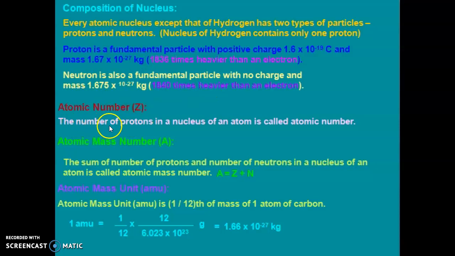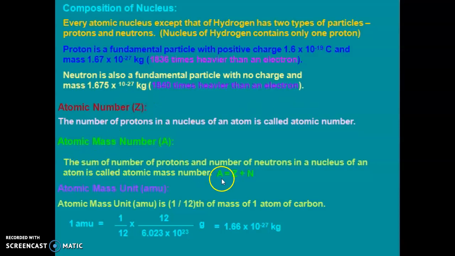Atomic number. What is atomic number? The number of protons in a nucleus of an atom is called atomic number. As we know, atom as a whole is neutral, so we can also say it is the number of protons or number of electrons in an atom. It is denoted by Z.